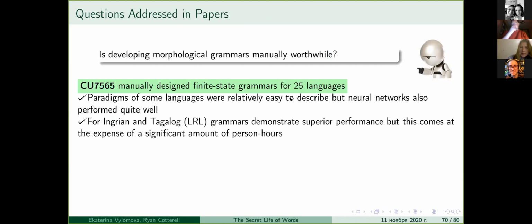Some of the teams looked at specific research questions. Again, CU Boulder compared the manually designed finite state grammars. The conclusion was that the paradigms of some languages were relatively easy to describe, but neural networks also performed quite well on them. Whereas those that were challenging for them, such as Ingrian and Tagalog, also required a large amount of person hours.